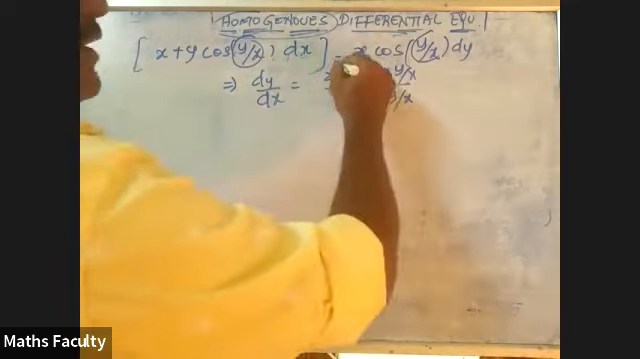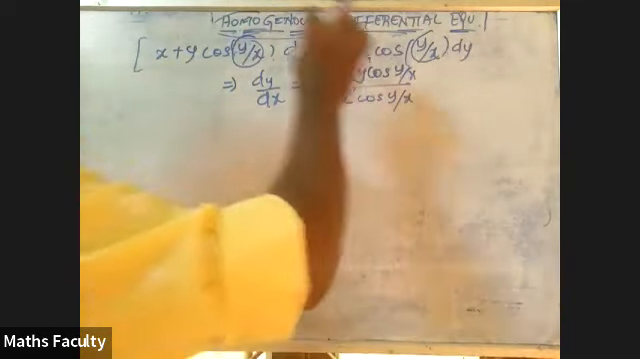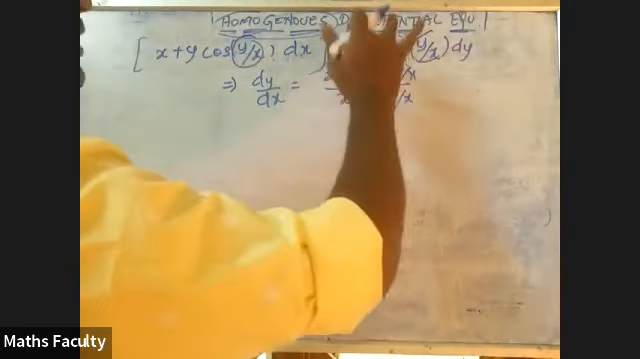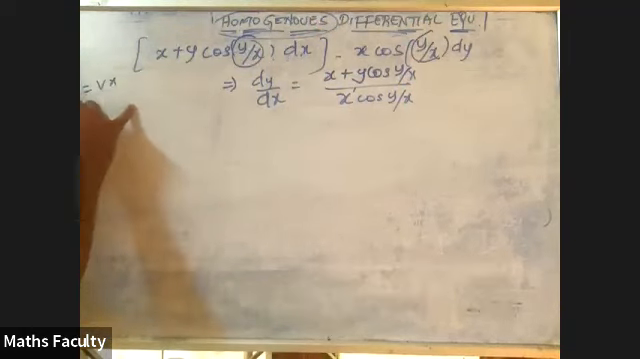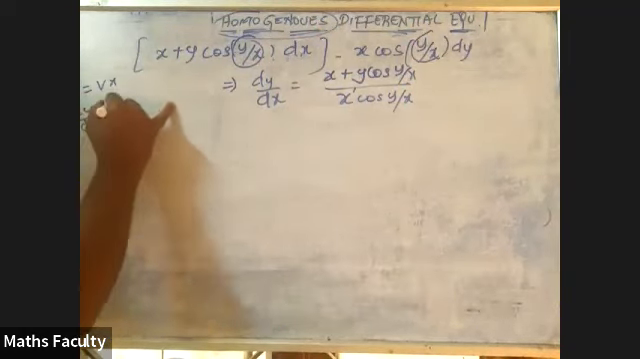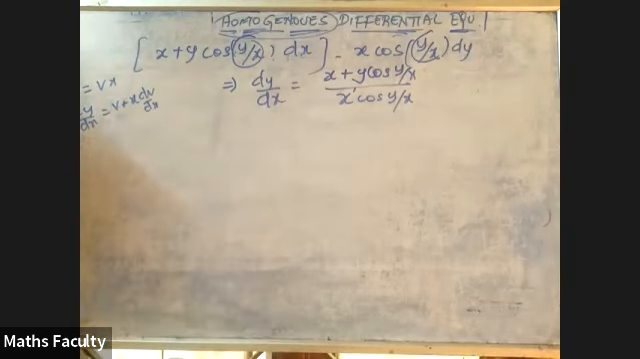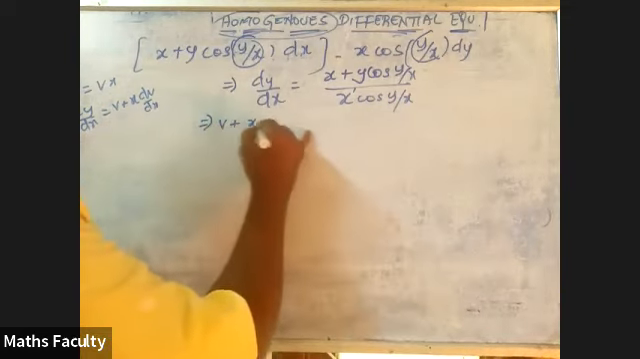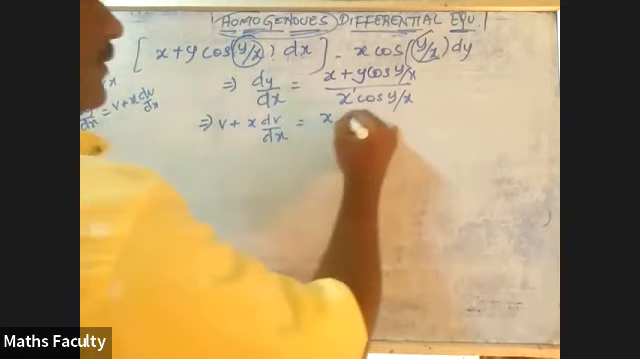See, if x square comes here, then it is wrong. Because the degree in the first term is 2, the degree in the second term is 1. Therefore, it is not homogeneous. But this one is homogeneous. Whenever it is homogeneous, I can say y equals vx and dy by dx equals v plus x dv by dx. Okay, v plus x dv by dx. Now I can put v plus x dv by dx equals x plus y.